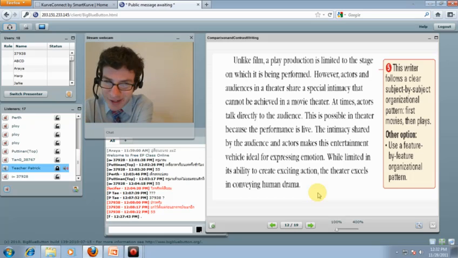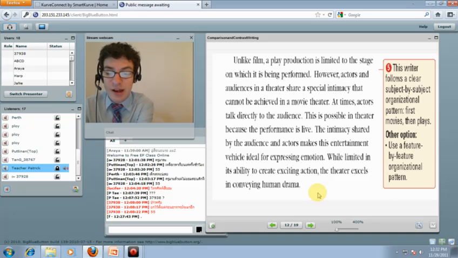That kind of restates the sentence before it, but that is important. Create explicit or very obvious connections between the two. So, limited in its ability to create exciting action. We talked about exciting action in movies, so now we're saying how it's different. It's limited. It can't do it very well.